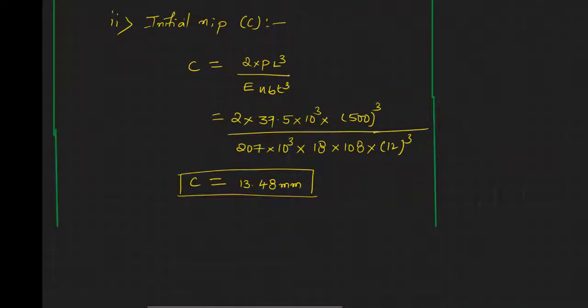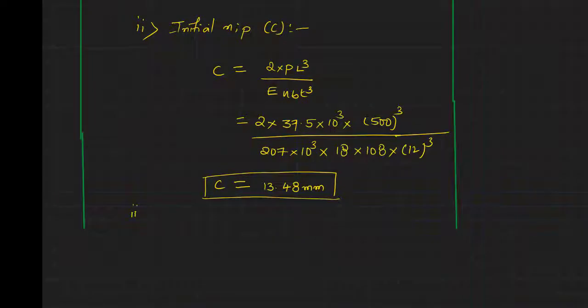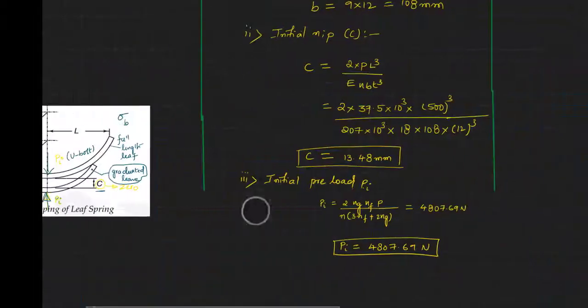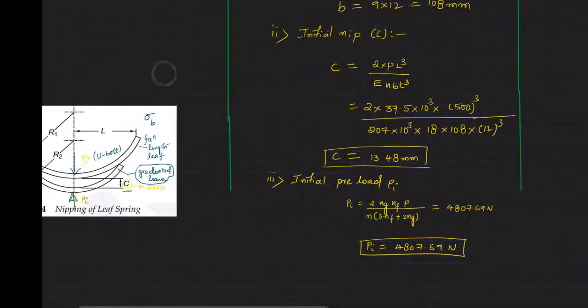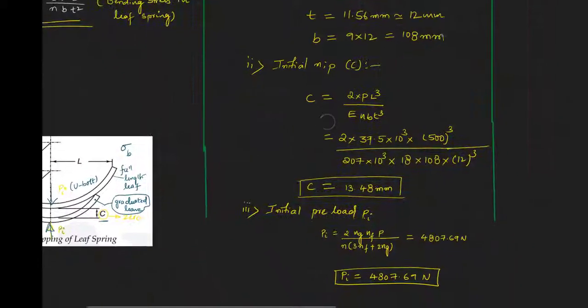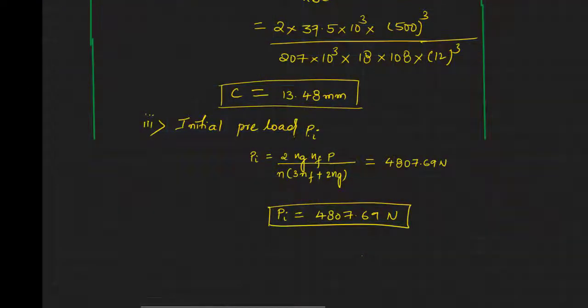Now the last bit, the third bit, in which we need to calculate the initial preload, represented as Pi. Pi can be calculated using this formula, which is the same formula we have seen earlier. By substituting all the given data, like Ng, Nf, P and so on, we can calculate the initial force.